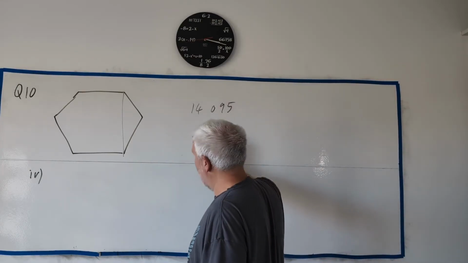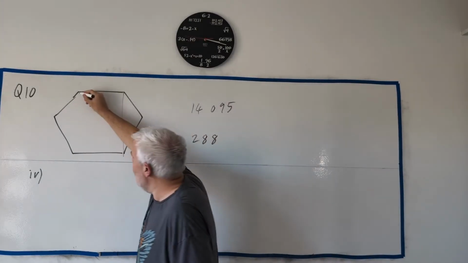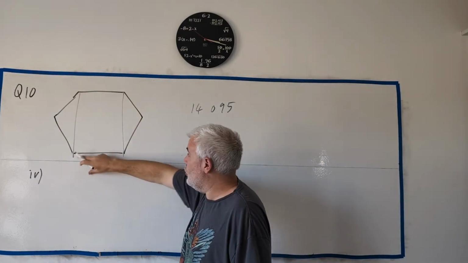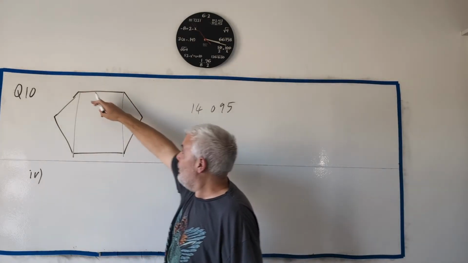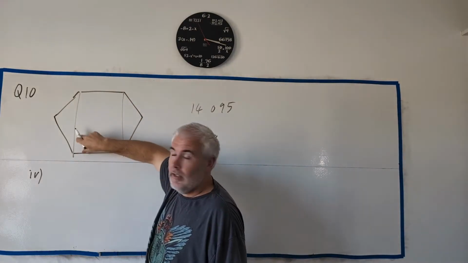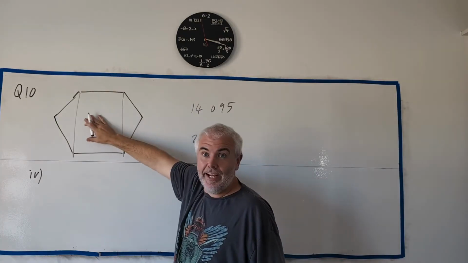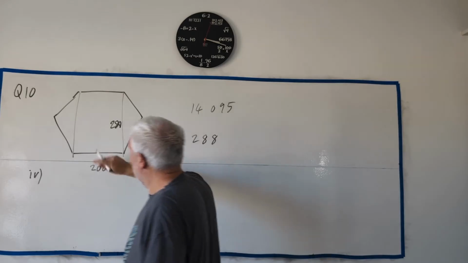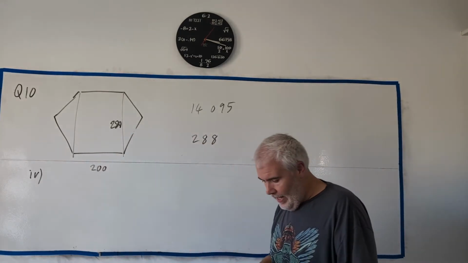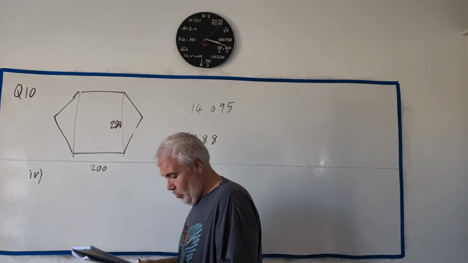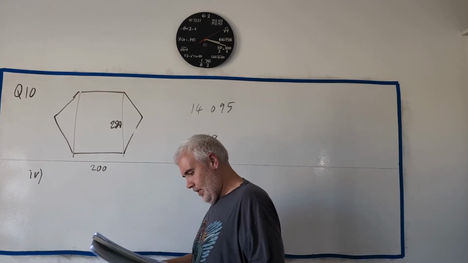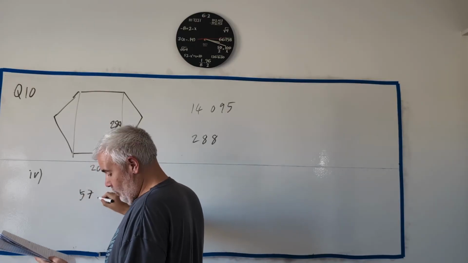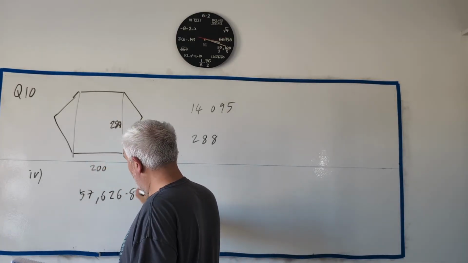That was 288. Remember that these are parallel, these bottom lines here. This is 200 and this is 200. That means this must be right above it. So this is also parallel. This is a rectangle. This rectangle is 200 by 288. So it's not too bad to get the area of that. We just multiply 200 by 288, and that gives an area of something. Let's see, 57,626.8.